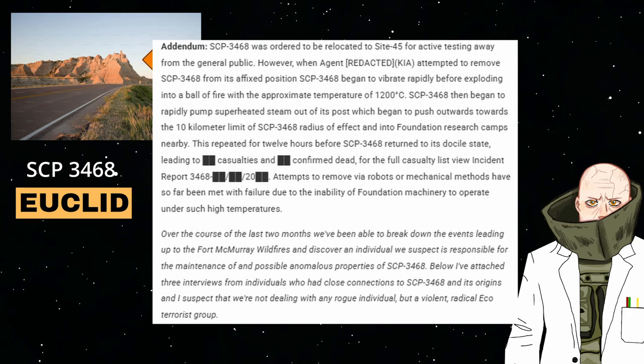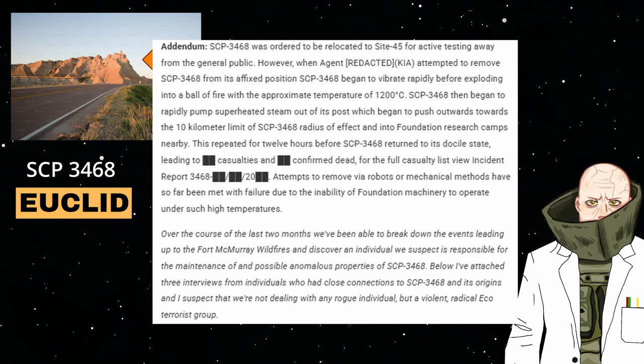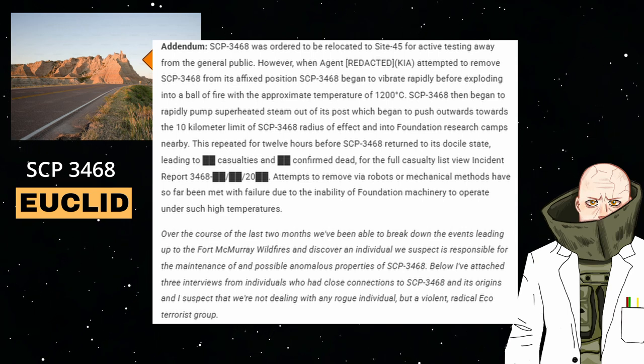Attempts to remove it via robots or mechanical methods have so far met with failure due to the inability of Foundation machinery to operate under such high temperatures.